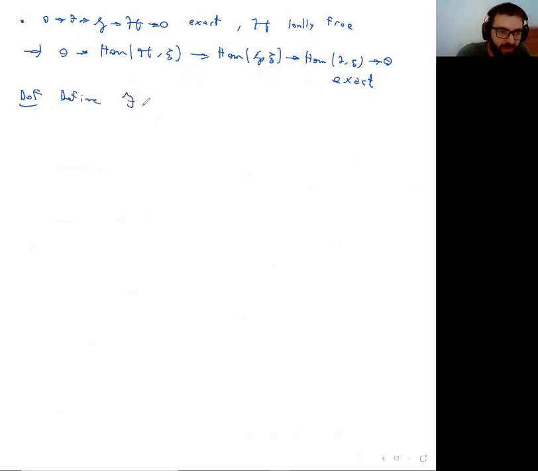One more definition. When we define F tensor G, this is not F(U) tensor G(U), but it's the sheaf associated to that. Associated to the presheaf, the intuitive presheaf.